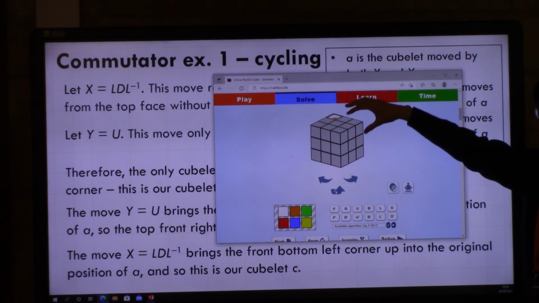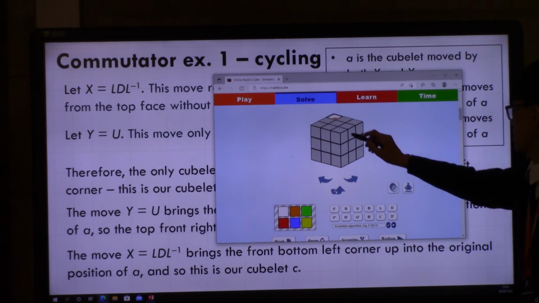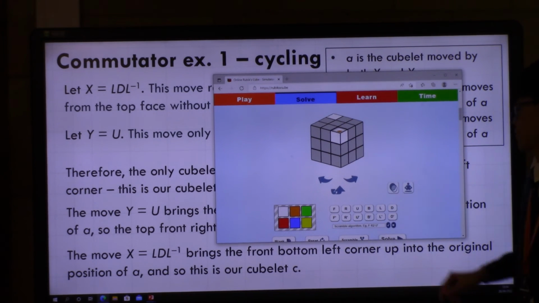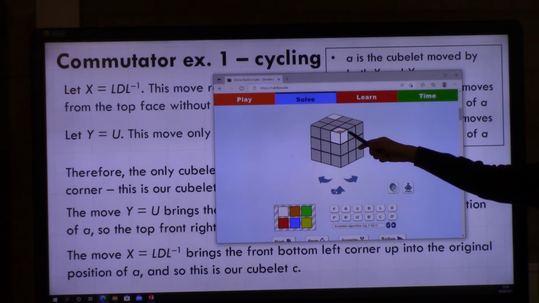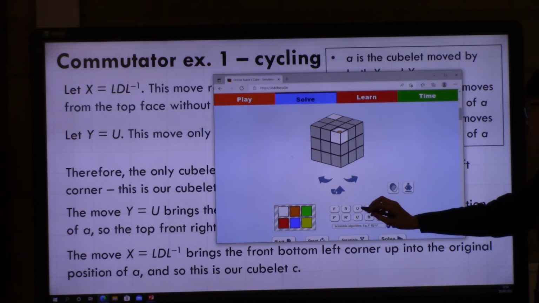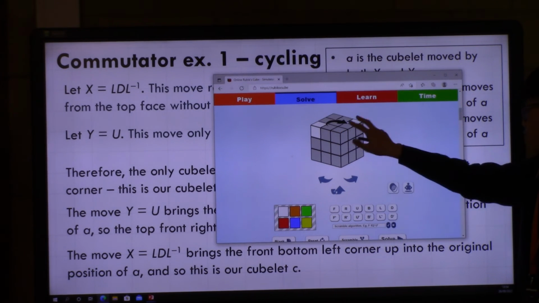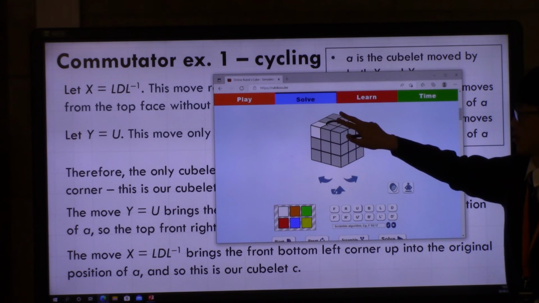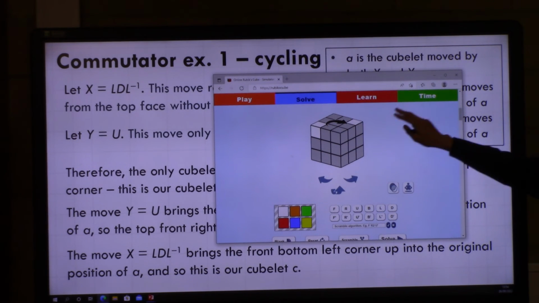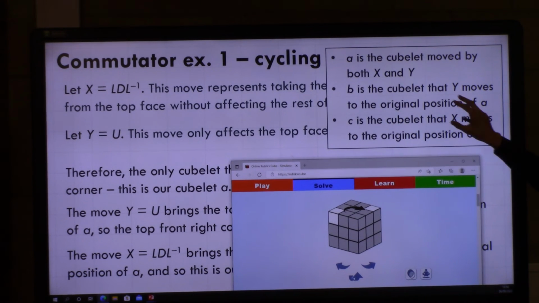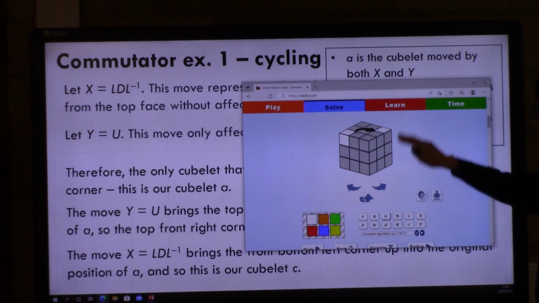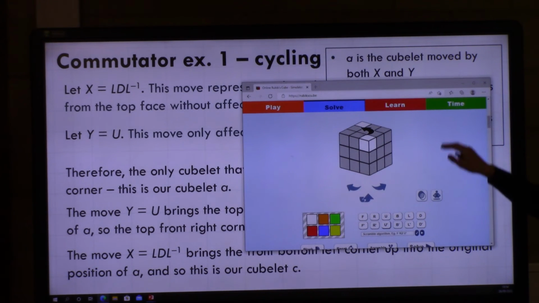Right, so when we move the top face, if we colour this cubelet here, this is our top front right corner. When we rotate the upper face, this moves that cubelet into the top front left position, and that is the original position of A, so that's our cubelet B, the top front right corner.